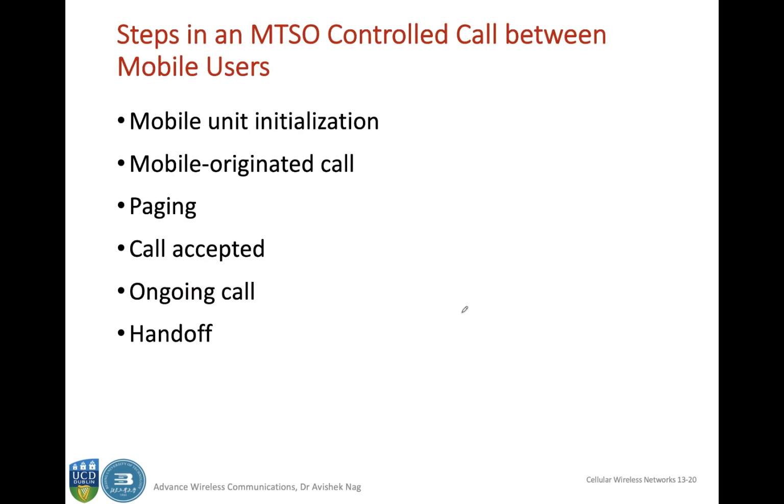So there are several steps in an MTSO controlled call between the mobile users. So these are the steps. You have the mobile unit initialization, then you have mobile originated call, you have paging, then the call is accepted, the call goes on, and then if required there is a handoff. Okay, so in the next slide I will explain these steps with a diagram.